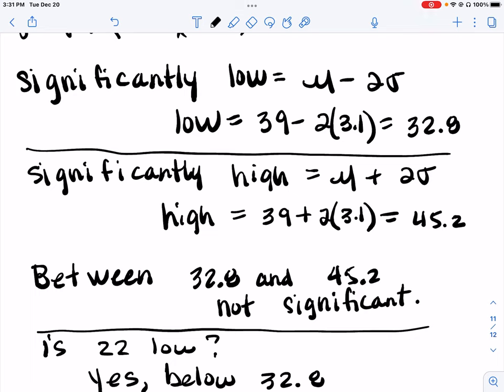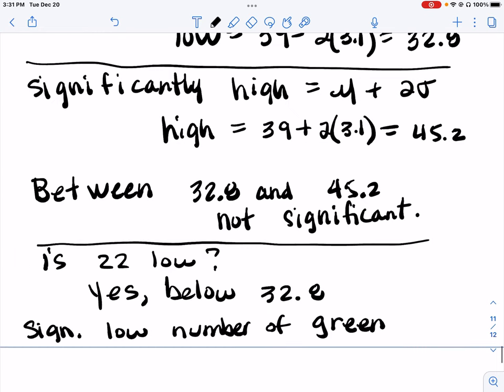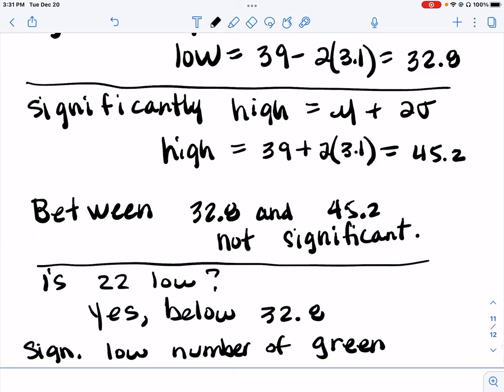Now be very careful. Let's look at the equation for low, 39 minus 2 times 3.1. The order of operations says you multiply before you subtract. So you have to do 2 times 3.1 and then do 39 minus that. For significantly high, you have to do 2 times 3.1 and do 39 plus that, because we multiply before we add and subtract.